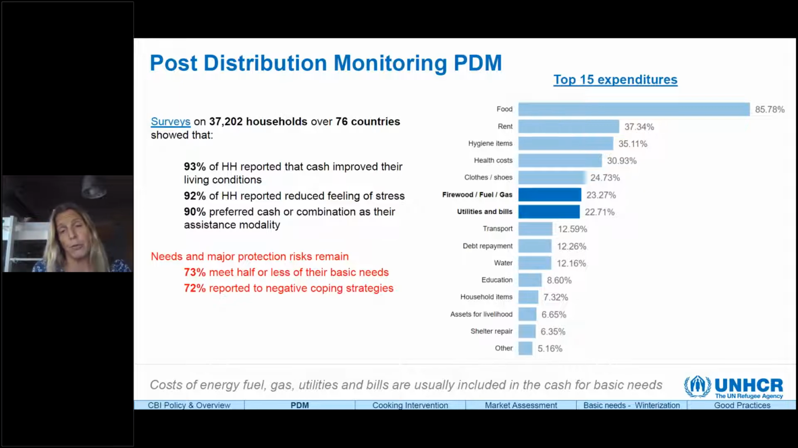What is interesting then for you, I think, is the top 15 expenditures. If you look at where firewood, fuel and gas comes in, it's very high up. It's just behind health and clothes. So 23% reported that they use cash for this purpose. Also relevant for energy, 22% reported that they use it for utilities and bills. Somebody said we don't prioritize cooking in humanitarian assistance. It's maybe true, but refugees certainly do. And I think these figures are very clear on this. So maybe we go to the next slide, please.